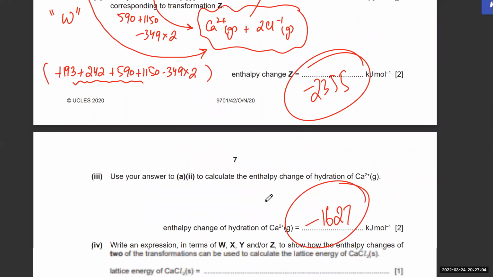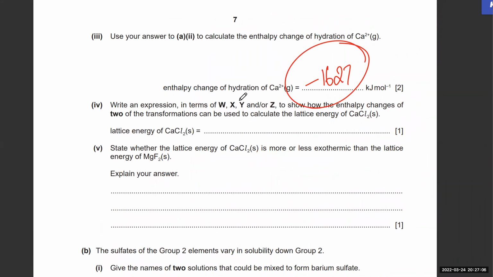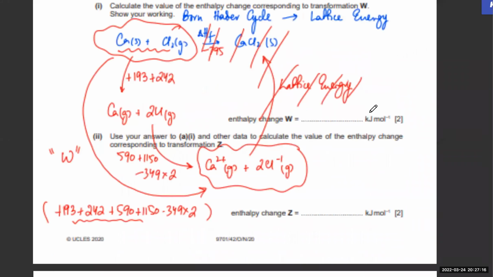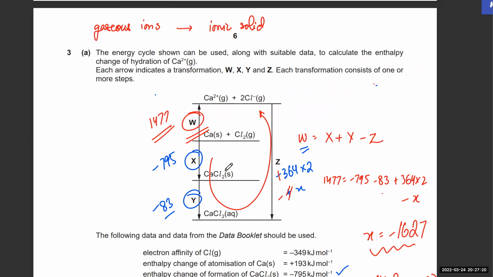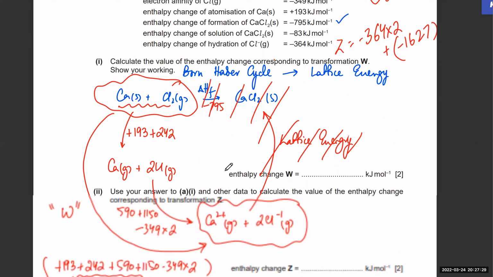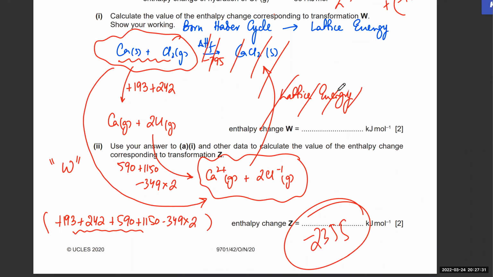So now, next one. Write an expression in terms of W, X, Y, and Z to show how the enthalpy change of two transformations can be used to calculate the lattice energy of calcium chloride. The lattice energy of calcium chloride. Do we have lattice energy over here? I don't think we do. So now I think this Hess cycle would be helpful.